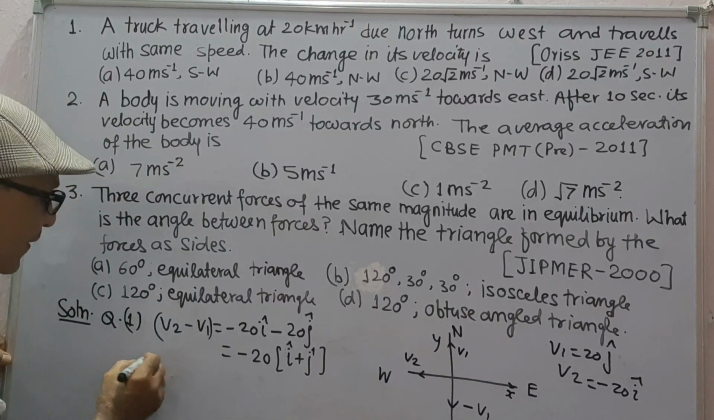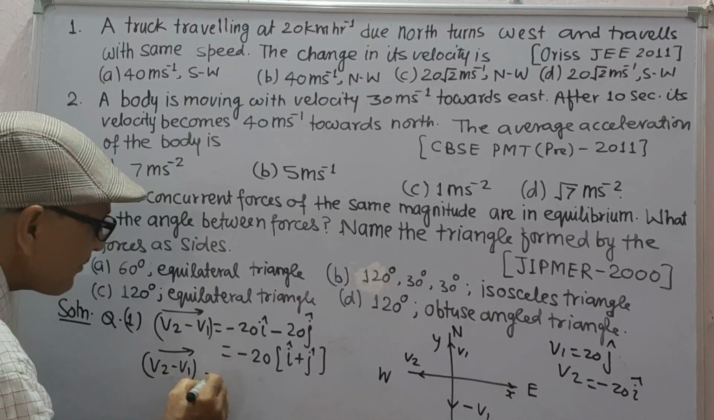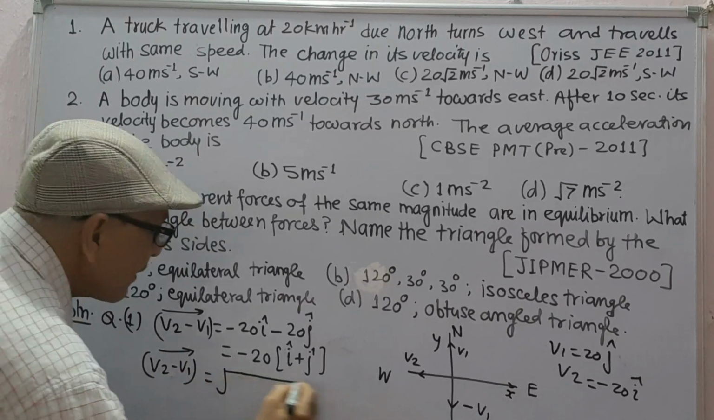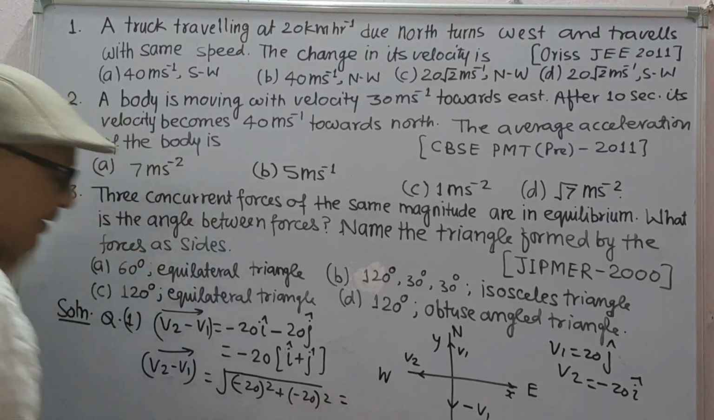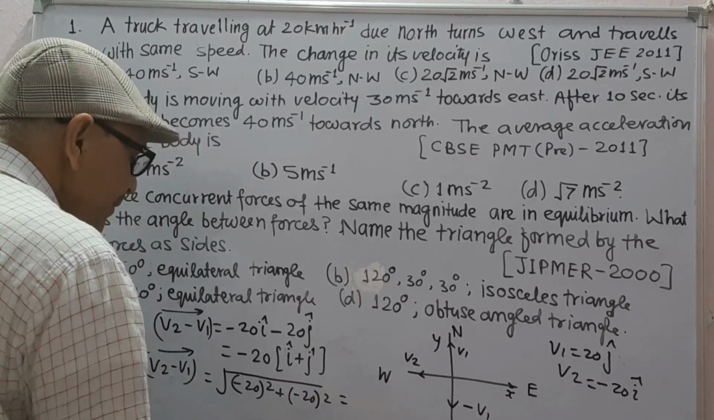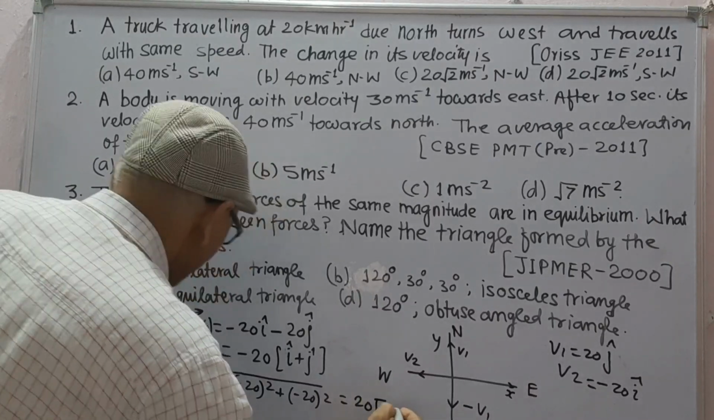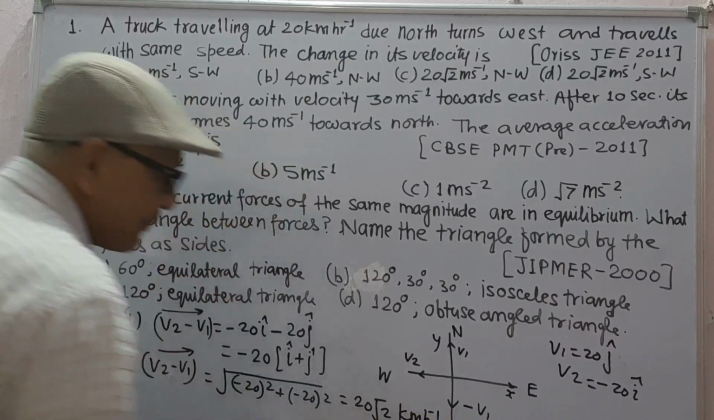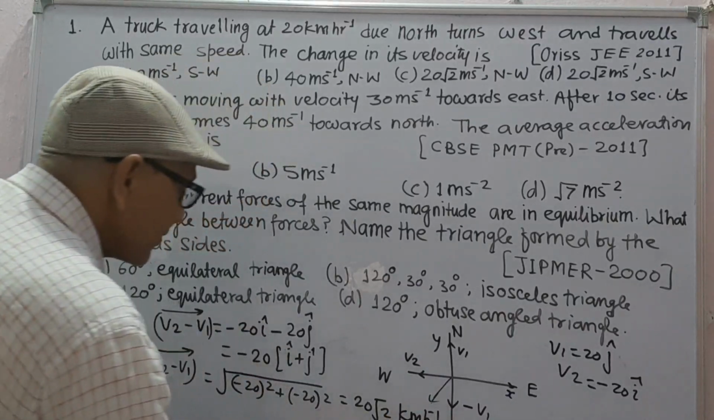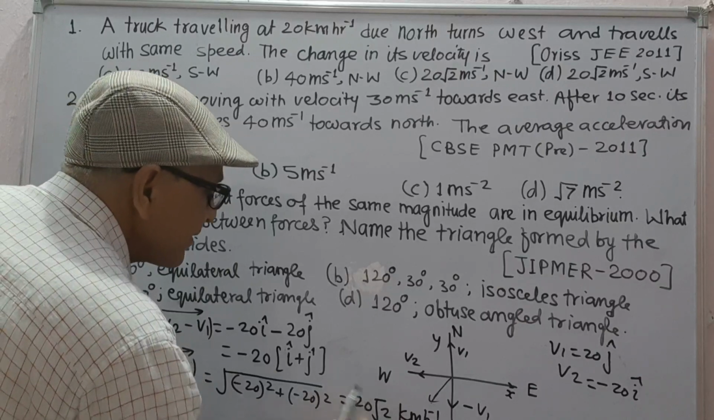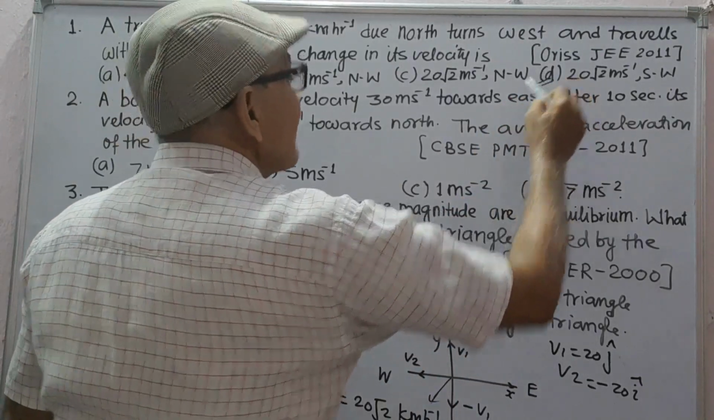and its magnitude will be equal to v2 minus v1 will have magnitude under root minus 20 square plus minus 20 square, means 400 plus 400, that is 20 root 2 kilometer per hour, and the direction will be between west and south, southwest. So the correct option will be D.